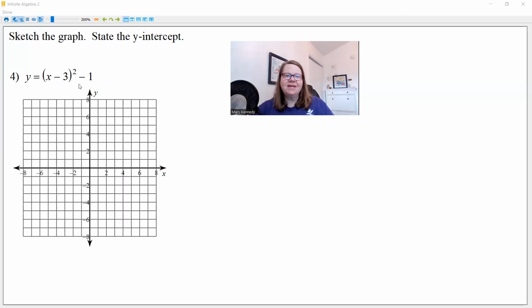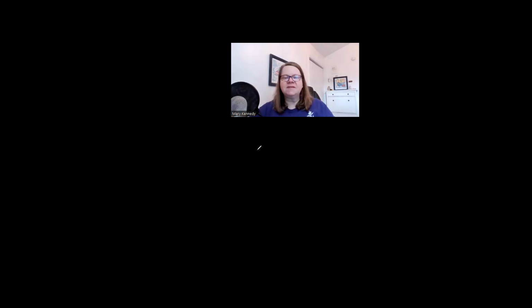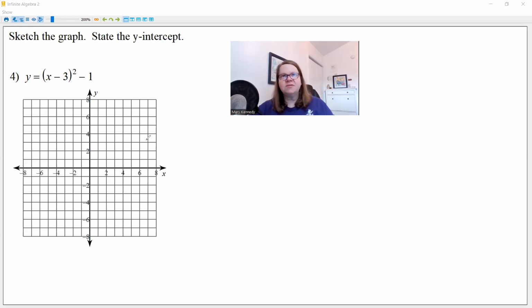Hey guys, let's take a look at this one where we have to sketch the graph and then state the y-intercept. Now, if this was in standard form, the y-intercept would be easier to find actually. In standard form, the y-intercept is just the c value, but we don't have that here. We're in vertex form, which is great for graphing. And so we'll talk about how to find the y-intercept.